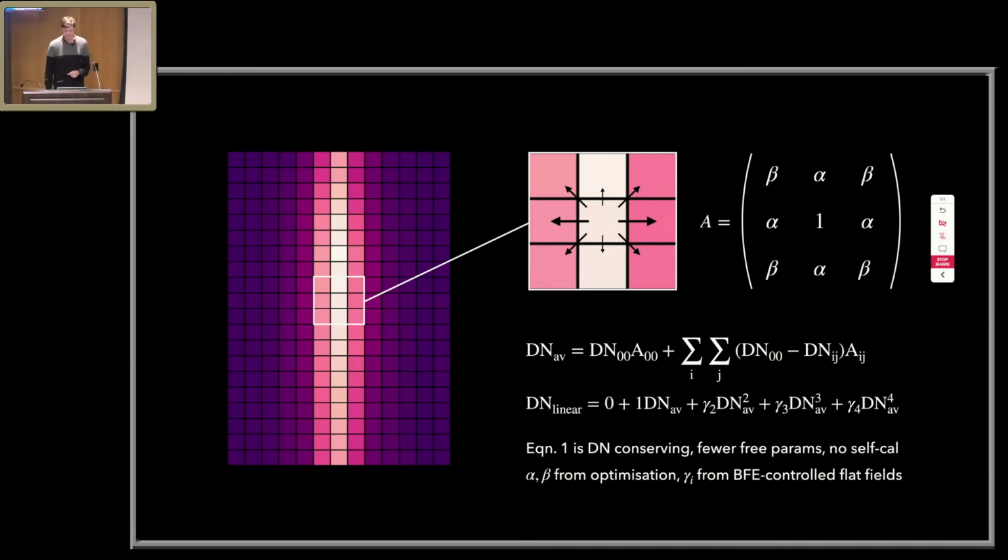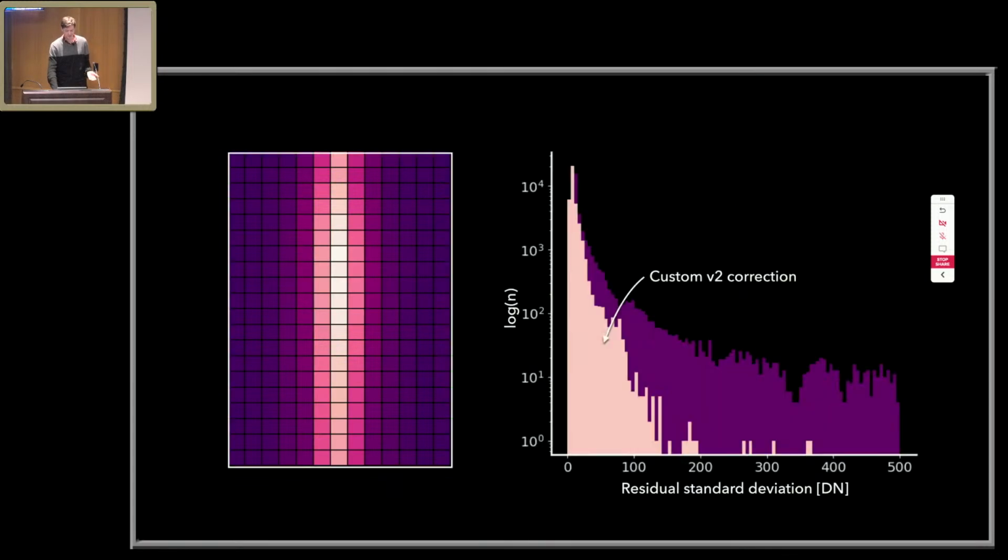Yeah, and I said that the gammas can just come from, say, flat-field controlled calibrations. And so applying this algorithm to the same data set, it does even better again. It shifts the histogram really far over to the left-hand side.